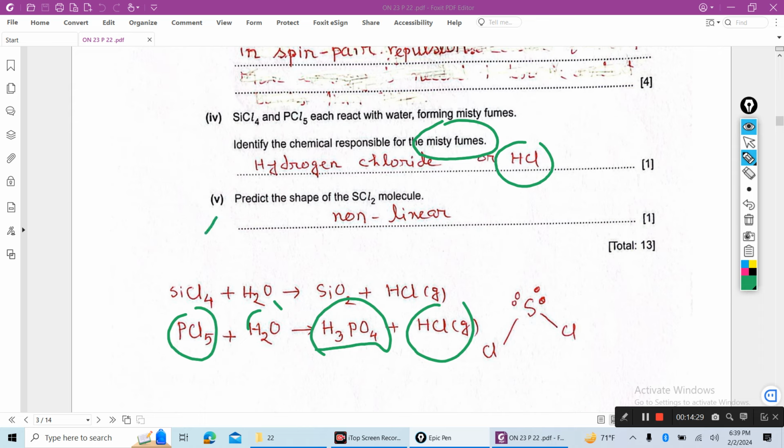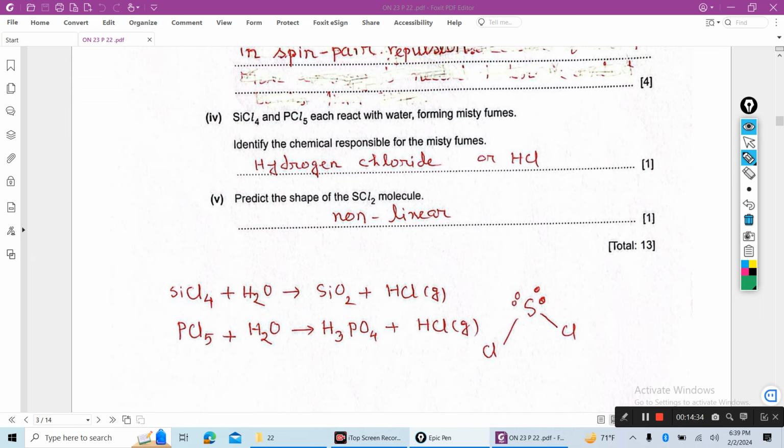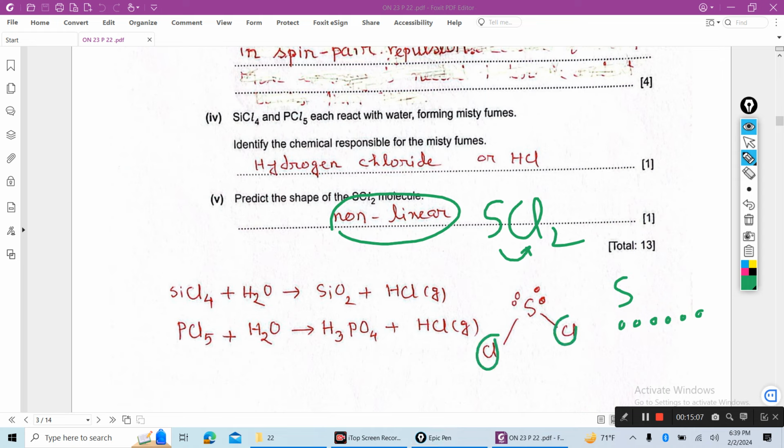Then number 5, predict the shape of sulfur dichloride. This answer will be non-linear, because non-linear means not linear. Why non-linear? Sulfur is a group 6 element, the outer shell has 6 electrons, 3, 4, 5, 6. Now you see sulfur forms 2 covalent bonds with 2 chlorine, 1, 2. So extra 4 electrons.